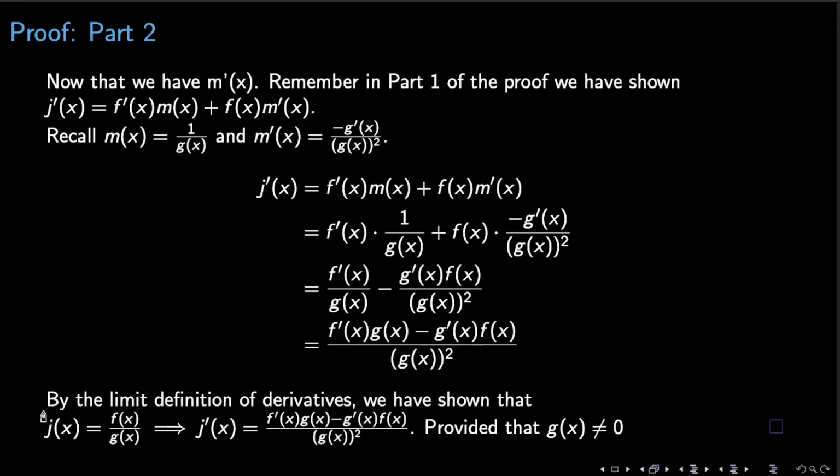So by the limit definition of derivatives, we have shown that if g of x is equal to f of x over g of x, then g prime of x is equal to the following quotient rule. What this tells us is that we are now finished with our proof because we've achieved g prime of x in the quotient rule definition. So this concludes our proof.